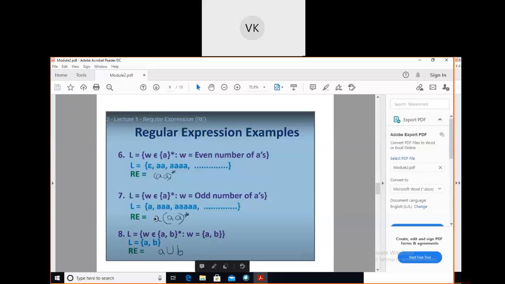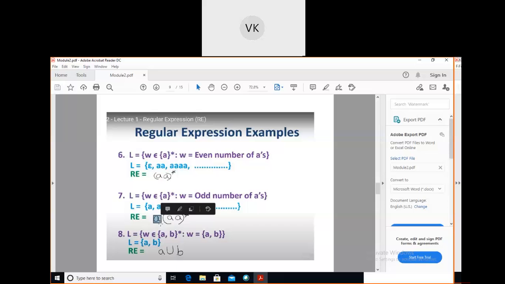This single A is compulsory in the expression. And the meaning of this part is zero occurrences of A's, 2 times, 4 times, 6 times occurrence of A's. The meaning of this part is even times occurrence of A's. You see, the previous example is there, no? The meaning of this one will be even times occurrence of A's.